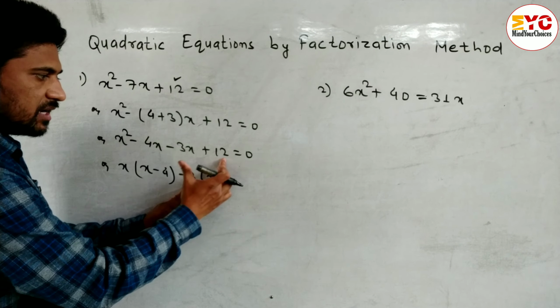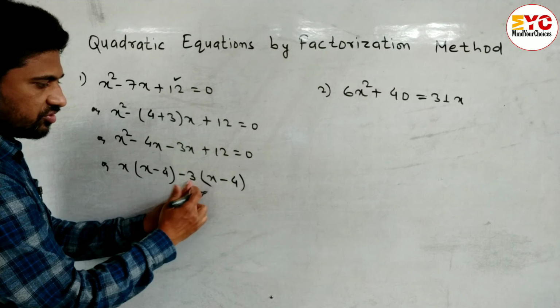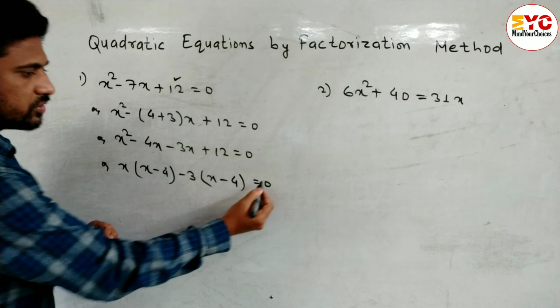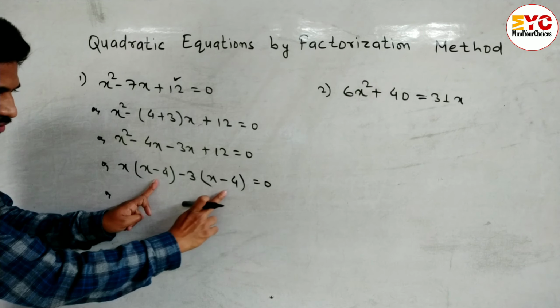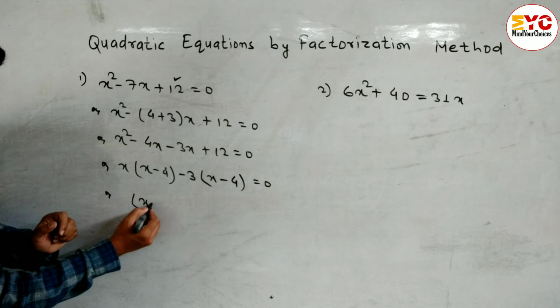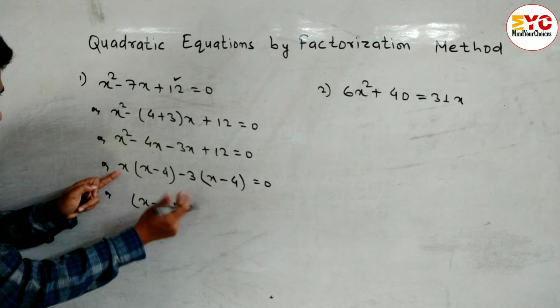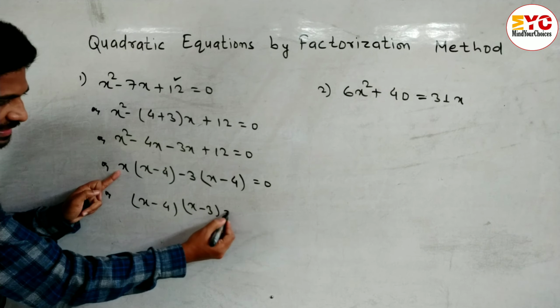Now 3 into which number will be 12? Definitely 4. 3 fours are 12, plus, is equal to 0. Hope you understand up to here. Now x minus 4 is common, remaining x minus 3. So (x minus 4)(x minus 3) is equal to 0.